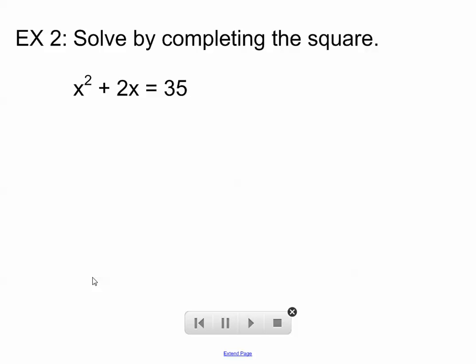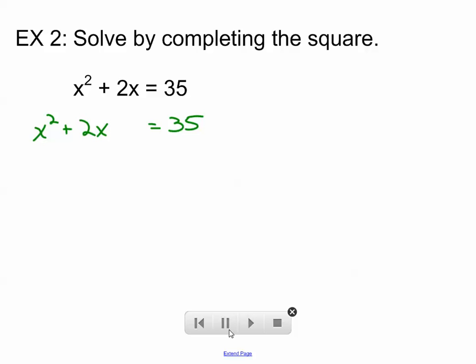Let's solve this quadratic equation by the method called completing the square. We could subtract 35 from both sides and then use the quadratic formula or try to factor it, but we're going to complete the square. And this is the form we want it in, where the x squared and x are on the left and everything else is on the right. So here's the way I'll set this up. x squared plus 2x plus blank equals 35 plus blank.